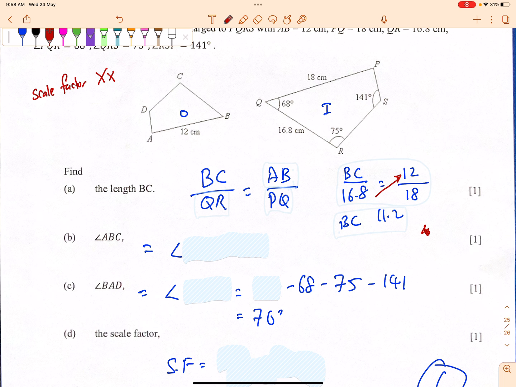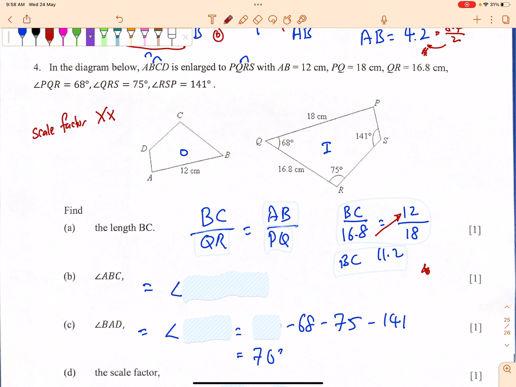Now ABC. ABC is over here, A then B then C. So you can trace P then Q then R. So very straightforward, it is 68. Now BAD, B then A then D. So Q then P then S. But what is the angle? So I know that in a four-sided shape, the total angle is 360. So I will get 360 minus the 3 angles to get this angle P.